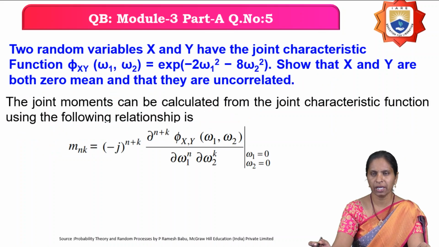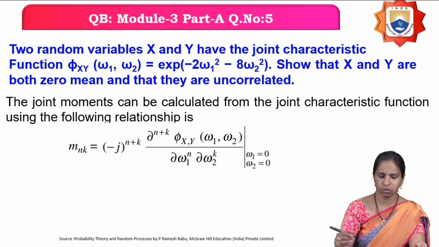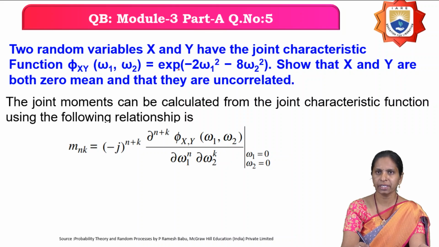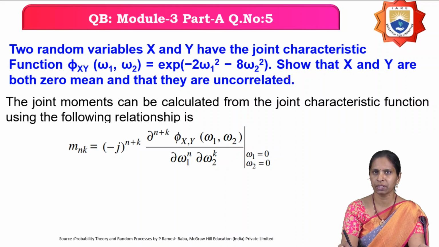Next question. Two random variables x and y have the joint characteristic function phi xy of omega 1 comma omega 2 equals e power minus 2 omega 1 square minus 8 omega 2 square. Show that x and y are both 0 mean and that they are uncorrelated. So first, what have they given? They have given the joint characteristic function. What you have to show is that the means of the random variables are 0.